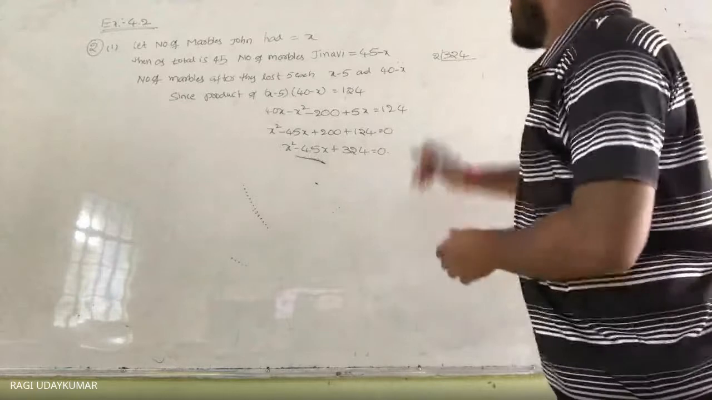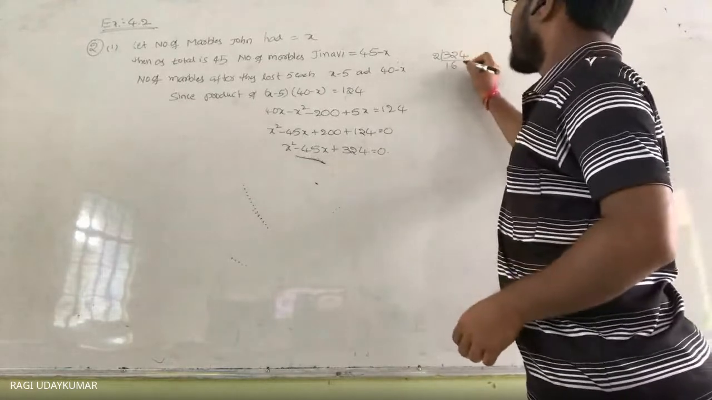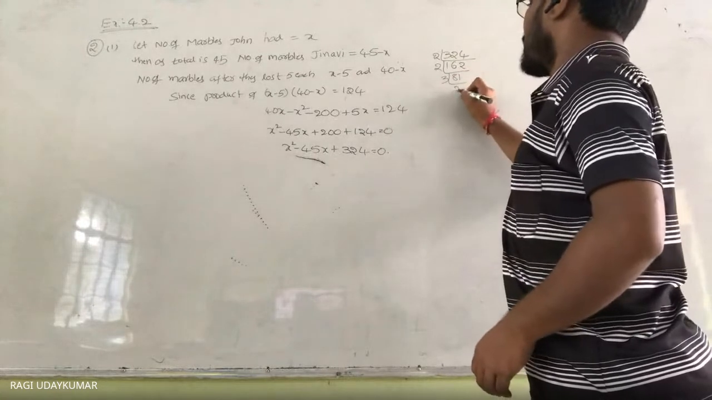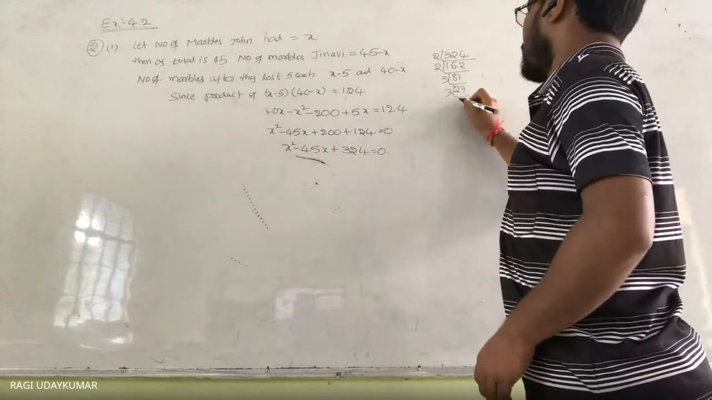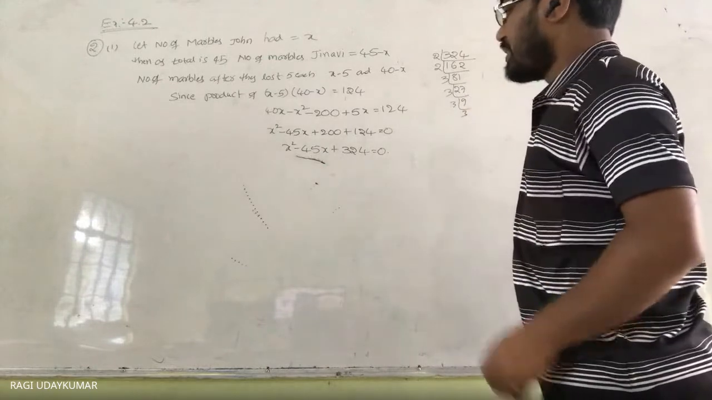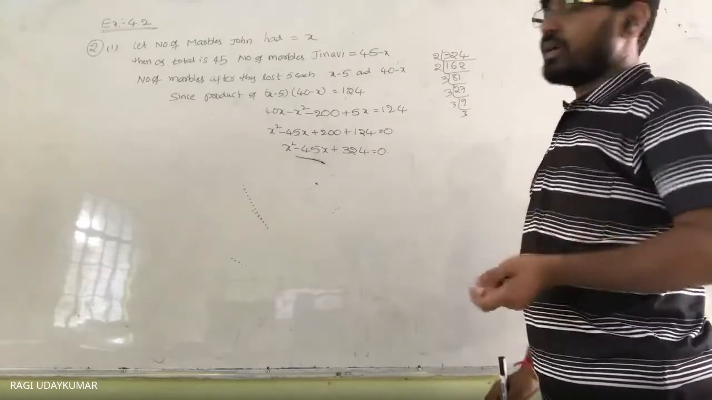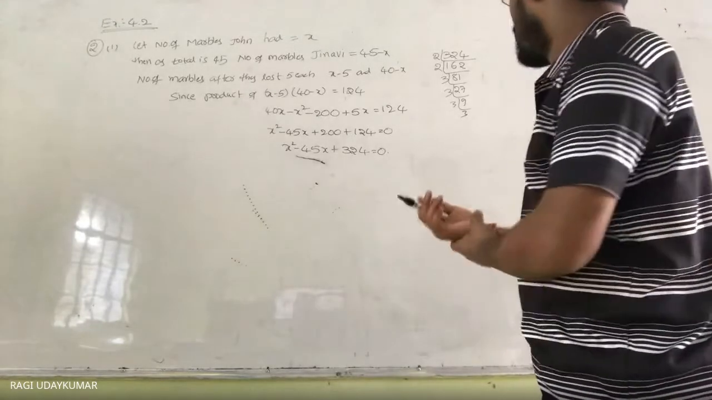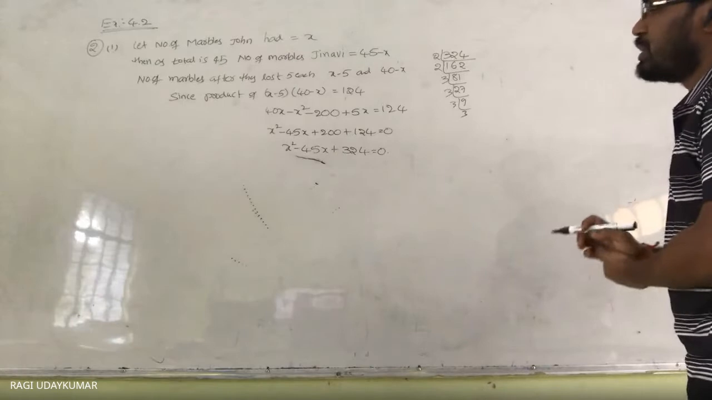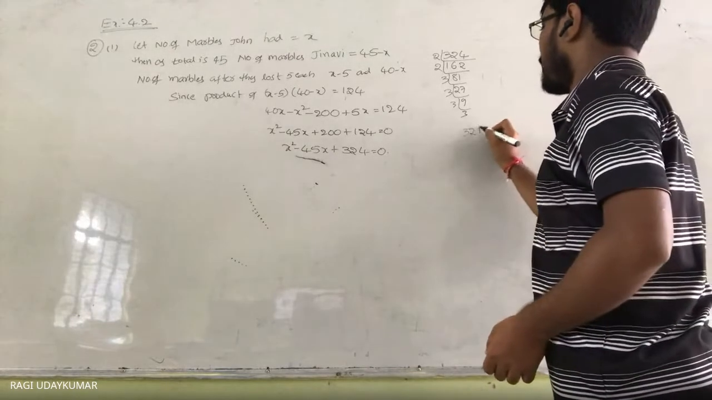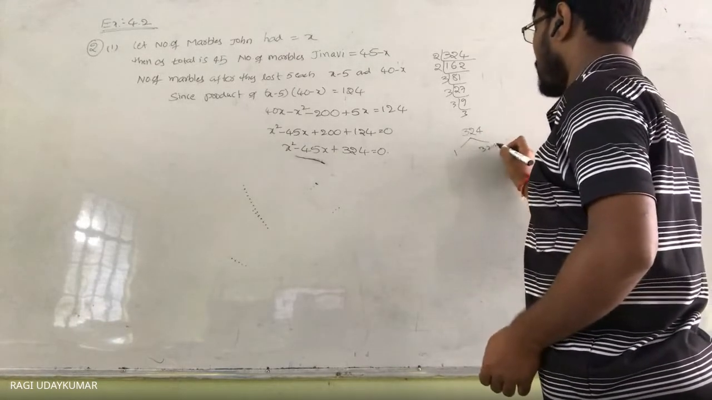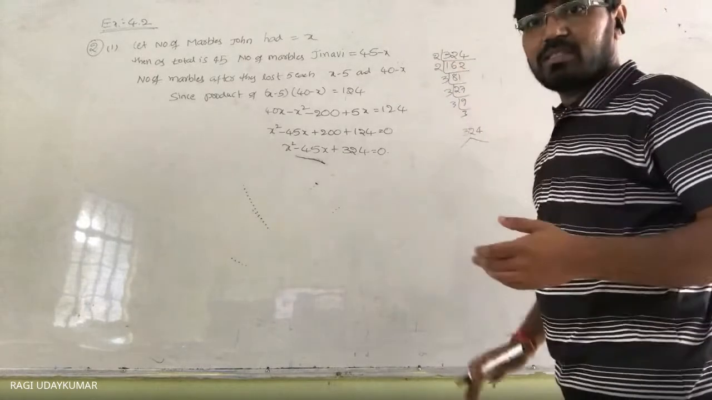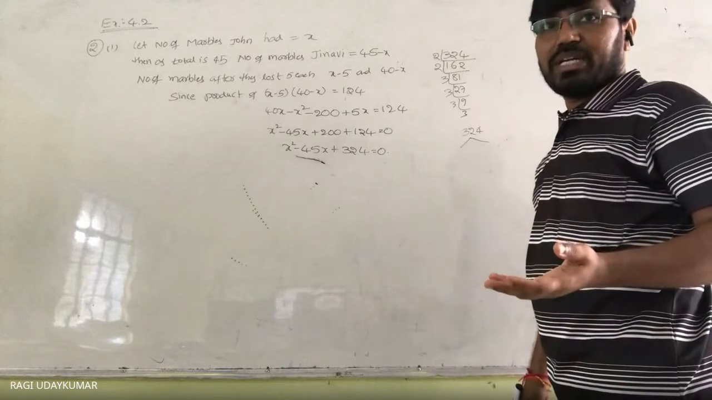So 2 ones are 2, 2 sixes, 162, 81, 27, 3 nines. We have to factorize in such a way that we get the sum as 45. In what way can you take the possible factors of 324? Whenever you take 1 into 324, it is not possible. 2 also not possible. 3 also not possible, because we are going to get a very big other number.